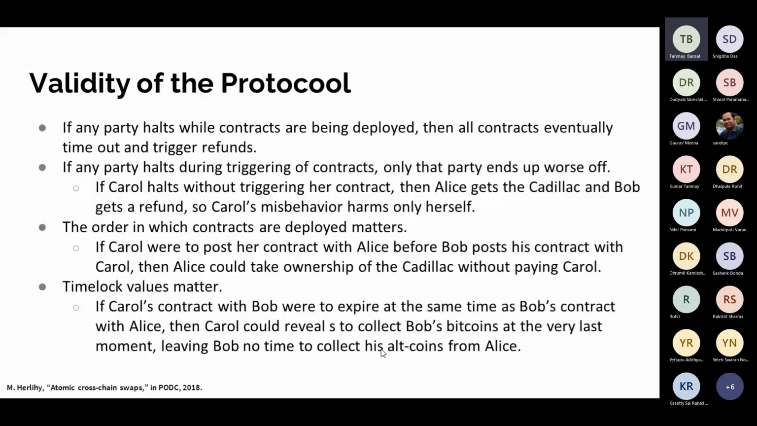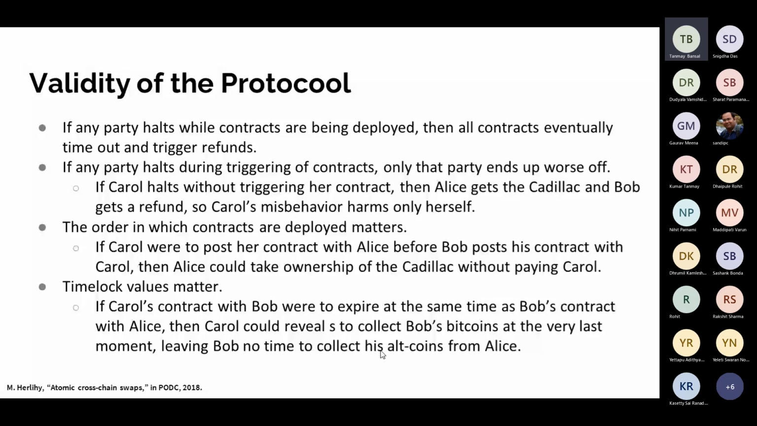And of course, the order in which contracts are deployed matters. If these are not done in this manner, then you can easily see that if Alice first posted her contract with Bob before Bob posts his contract with Carol, then Alice could take ownership of the Cadillac without paying Carol. And time lock values matter, as I said: you have to ensure that as the keys are revealed and passed on to the other party, they are able to actually apply that key and get back their money.